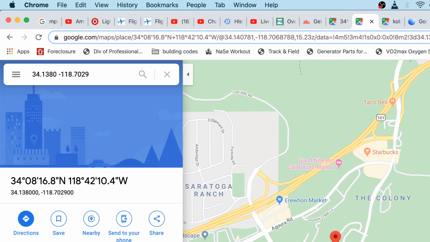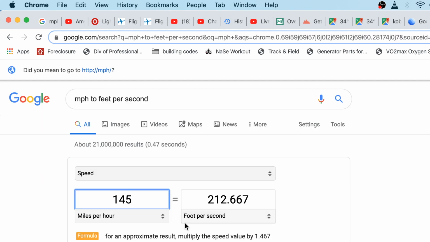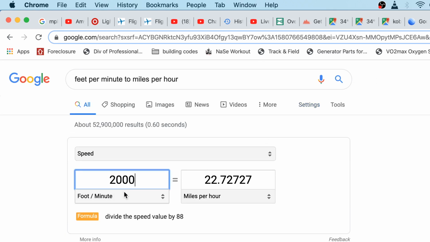2,000 feet per minute. You know now that is a reduction of 22.7272 miles per hour going. I'm sorry. The narrative is that she states that that's how close he's coming to the ground as he's going sideways.